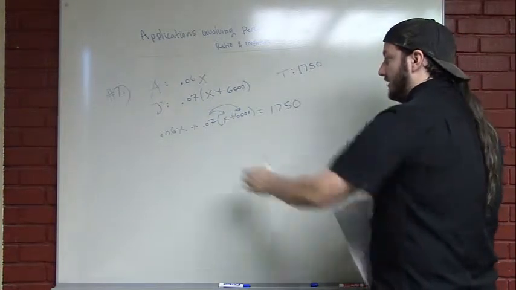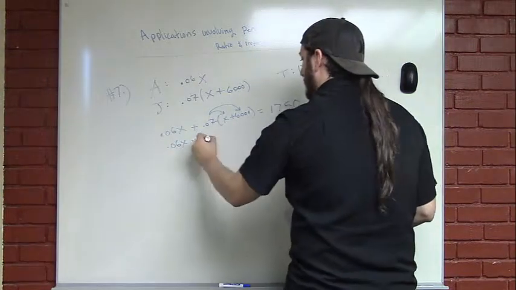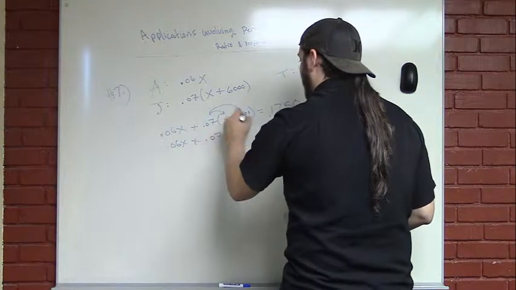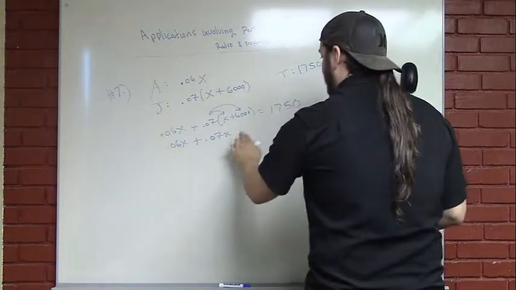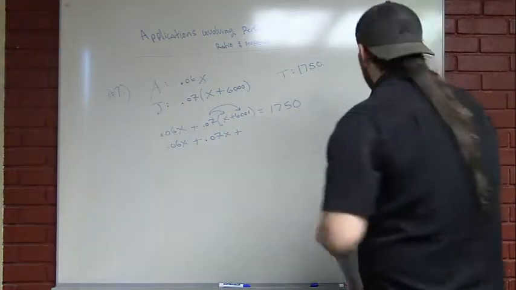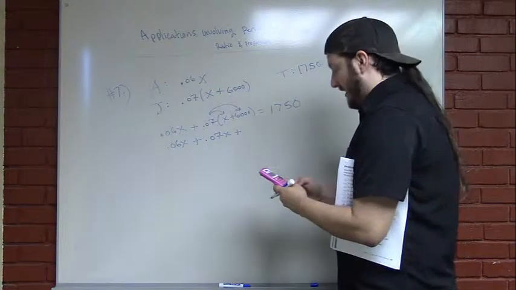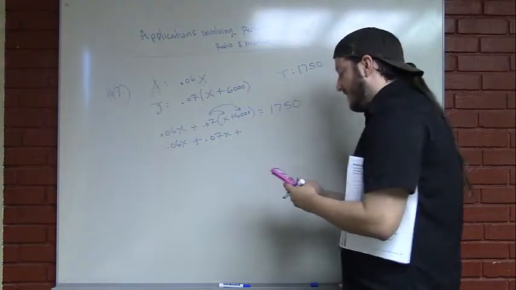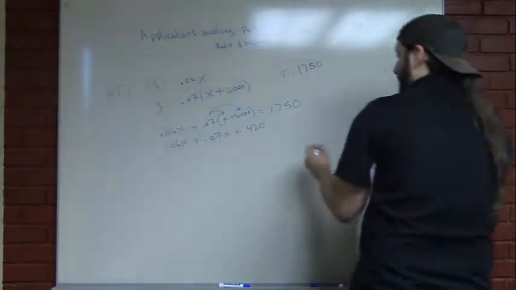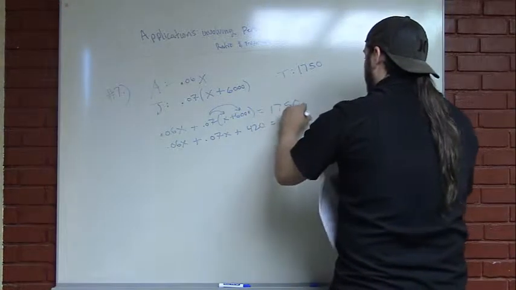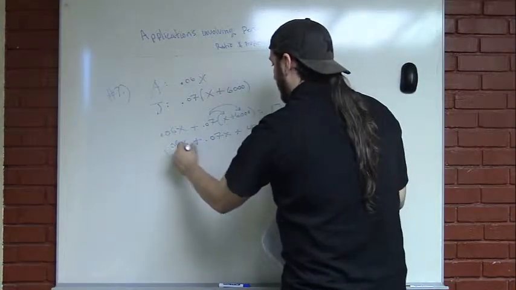So distribute this guy. We got 0.06x plus 0.07x plus, my plus sign keeps looking like x's, plus whatever that is. So 0.07 times our 6,000 is 420. Okay. Equals 1750.